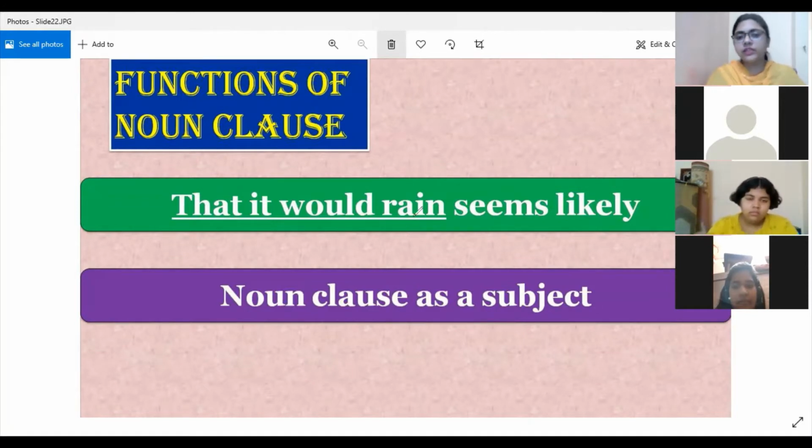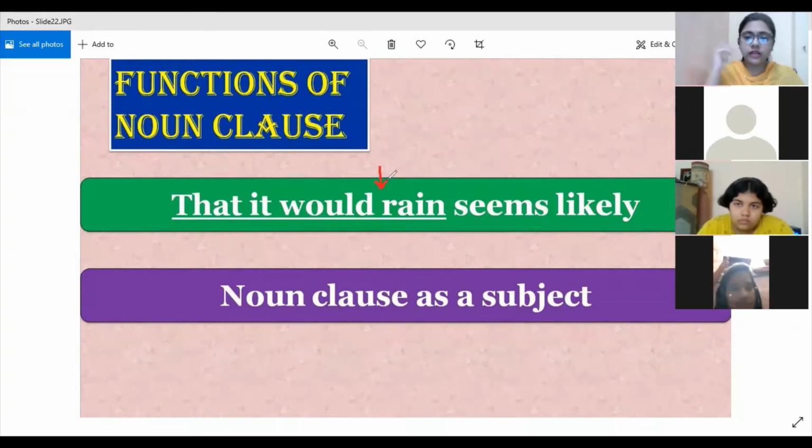Okay, that it would rain seems likely. So that it would rain, first of all, it is coming in the beginning of the sentence. So most of the noun or noun clause which come in the beginning of the sentence, they act as a subject. And the second thing is that they are the performer of the action. Subjects are always the performer of the action. So here you see what seems likely, that it would rain. All right, so here it is acting as a subject.